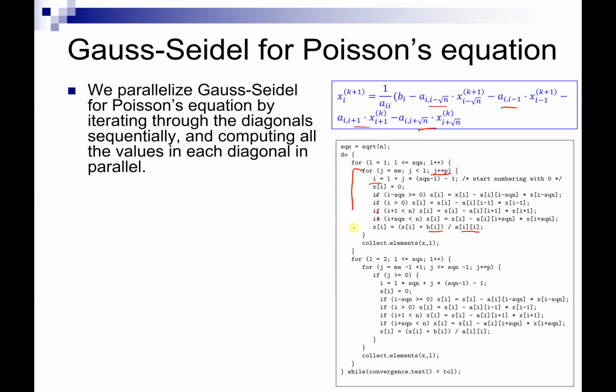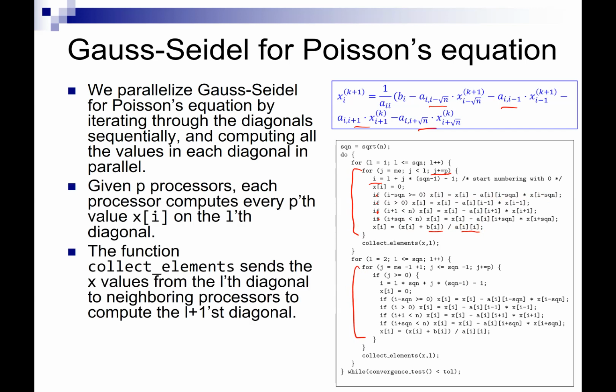And again, this is for the first phase, and this is for the second phase when the diagonals get smaller. And these collect elements functions just collect these values. This is some sort of communication function where you collect these new values that you computed, and then you distribute these to your neighbors.